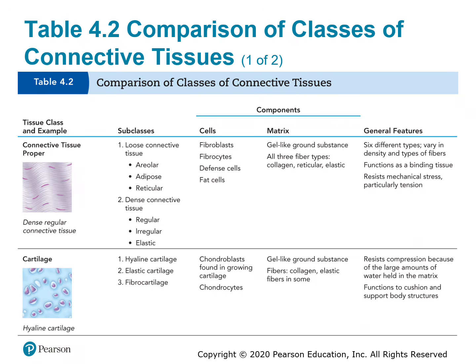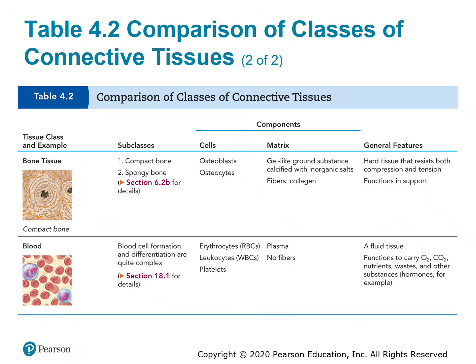This is a table comparing several of the connective tissues. It is a good idea to look at this, just to get an idea of what some of the primary cells might be, what kind of subclasses you may or may not see in that specific tissue type. Okay? All of the above.